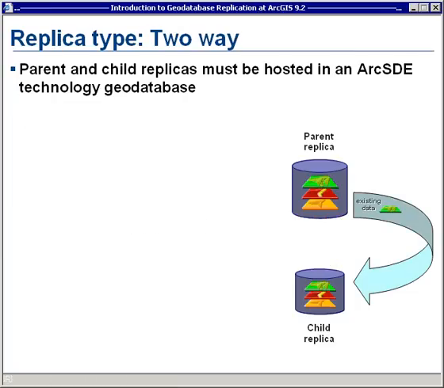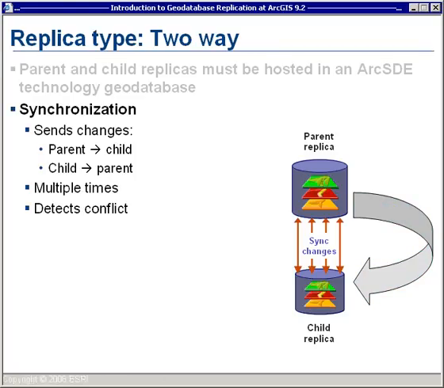The last replica type is two-way replication. Two-way replication is used when you want to synchronize changes from both the parent and the child replica geodatabases. For two-way replication, both the parent and the child replicas must be hosted in an ArcSDE geodatabase. Two-way replication allows data changes to be sent multiple times in either direction. So again, you can send changes from the parent to the child, from the child to the parent, or in both directions within the same operation.